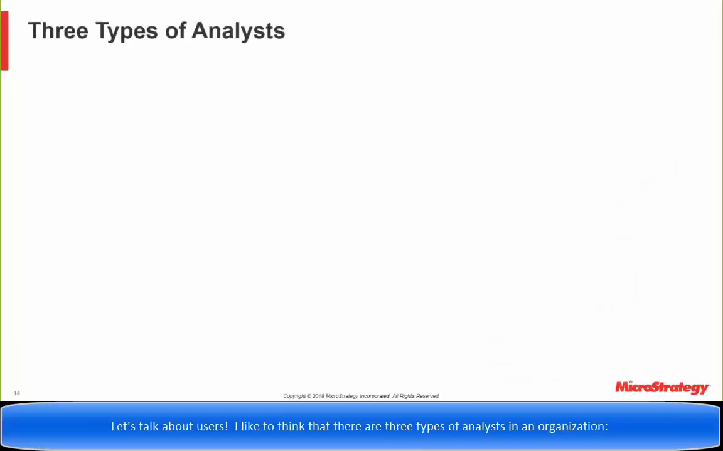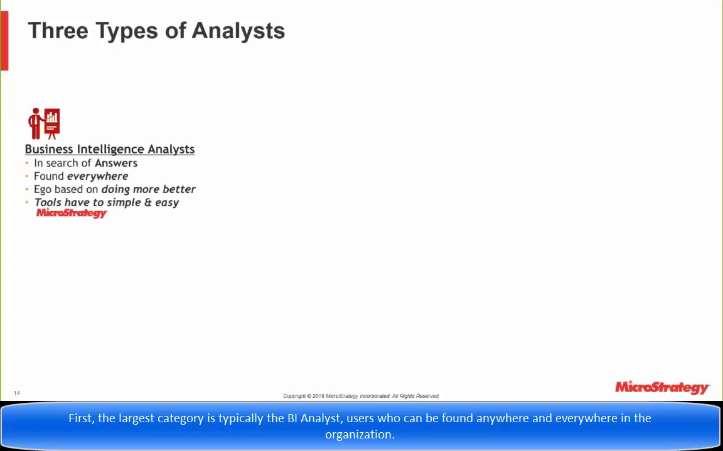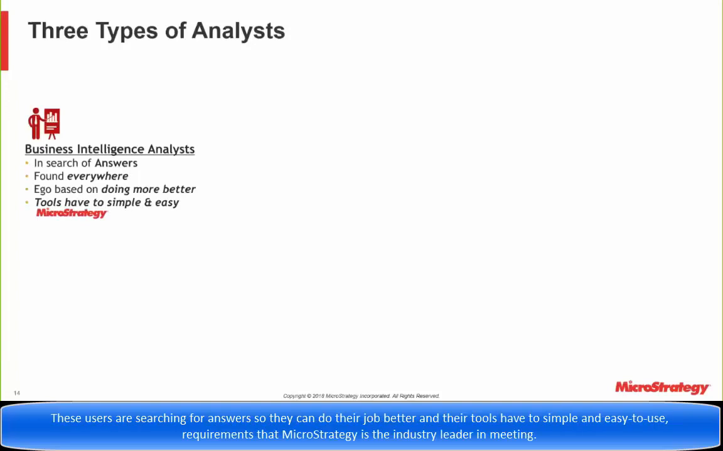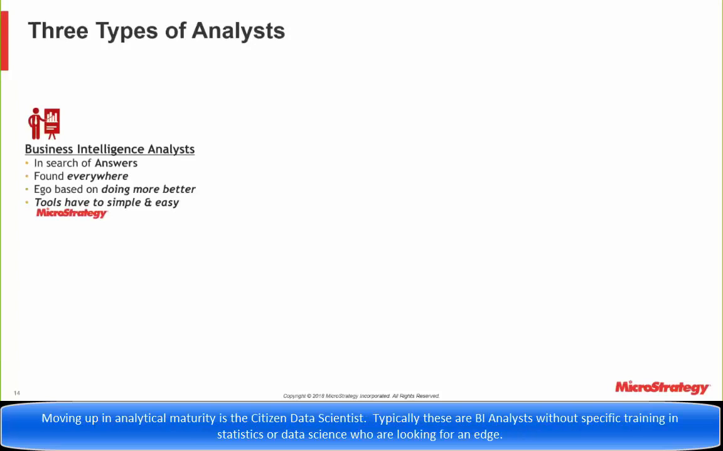Let's talk about users. And I'd like to think that there are 3 types of analysts in an organization. First, there's the business intelligence analysts. They're in search of answers, and they can be found anywhere, everywhere in the organization. These users are searching for answers so they can do their job better, and their tools have to be simple and easy to use, requirements that MicroStrategy is the industry leader in meeting.